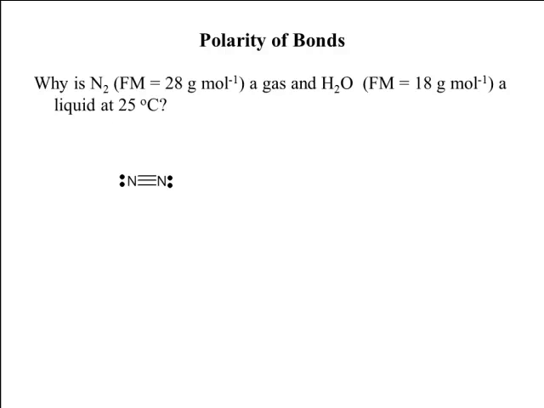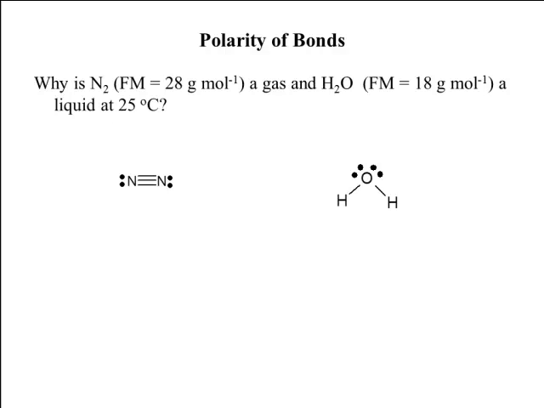If I look at a nitrogen molecule and draw its Lewis structure, I've got N triple bond N. That's a linear molecule. I've got two nitrogens, and that triple bond is a nonpolar covalent bond. So N2 is going to be nonpolar.